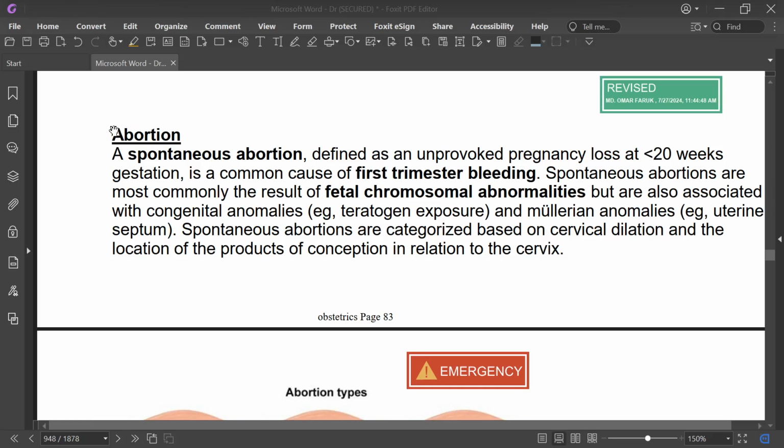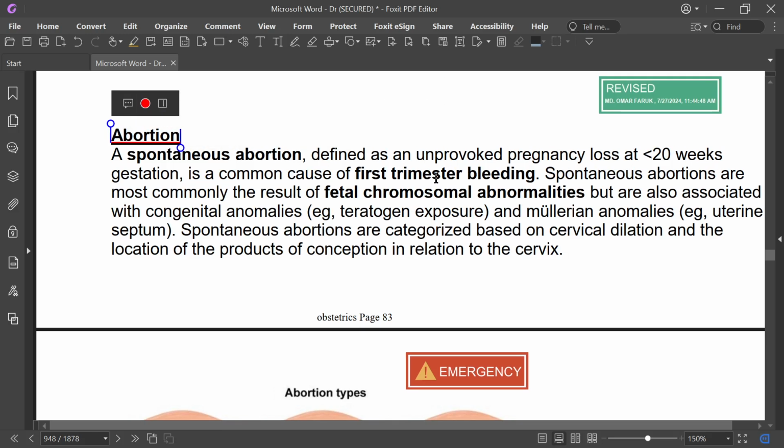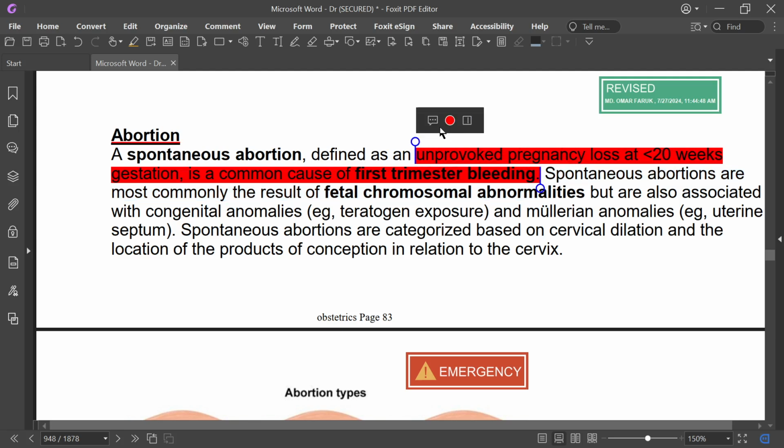What is abortion? Abortion, or spontaneous abortion, is defined as unprovoked pregnancy loss before 20 weeks of gestation. It is a common cause of first trimester bleeding.